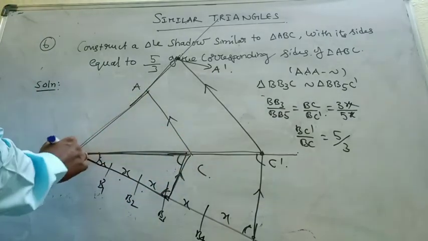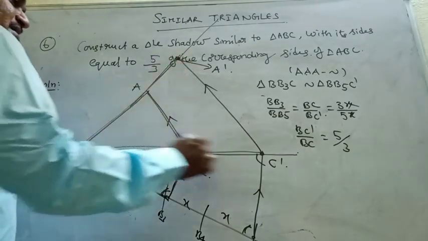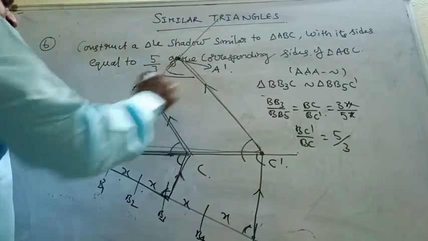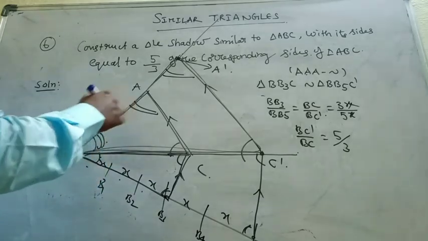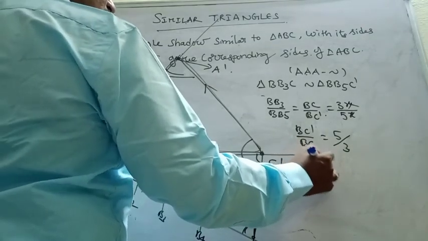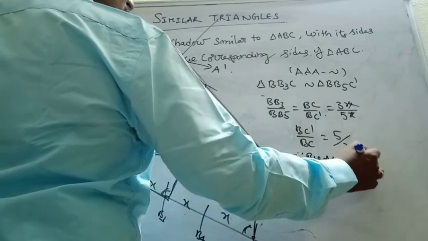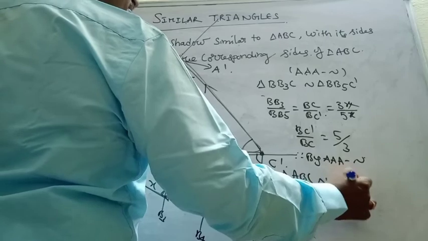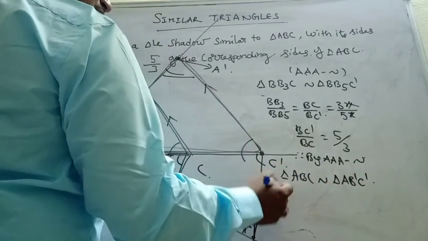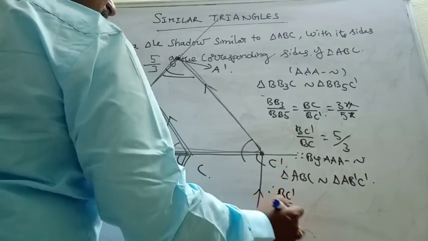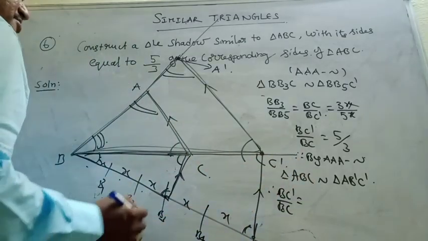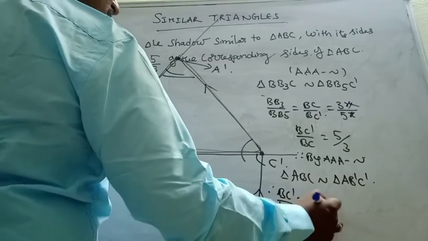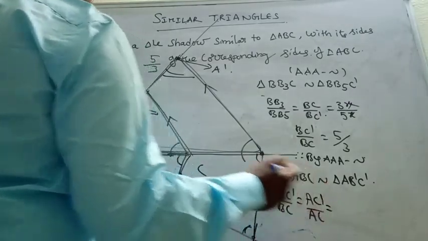Next, if you take this triangle and this triangle, these two are similar. Why are they similar? This angle equals this angle, equals this angle, and these are the corresponding angles. Therefore, by A similarity, triangle ABC is similar to triangle AB'C'. From that, we will get BC' by BC is equal to AC' by AC, that is equal to AB' by AB, right?